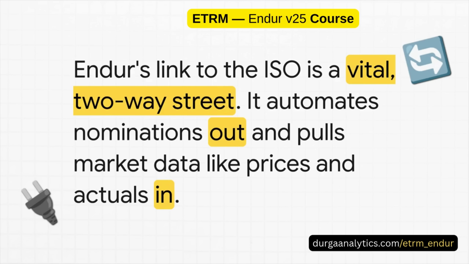It's a high-stakes, two-way street. Companies use Endor to push their schedules, or what we call nominations, out to the ISO. And in return, Endor is constantly pulling critical data back in, like real-time prices and the actual metered volumes. Any failure or delay in this loop results in immediate and very costly imbalance penalties.